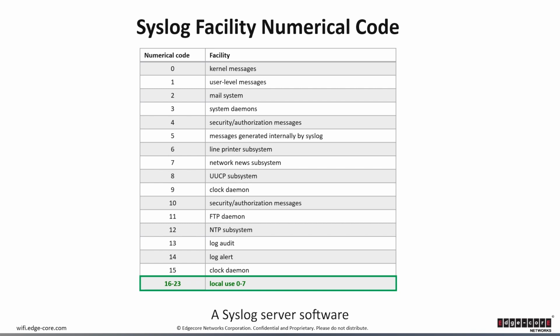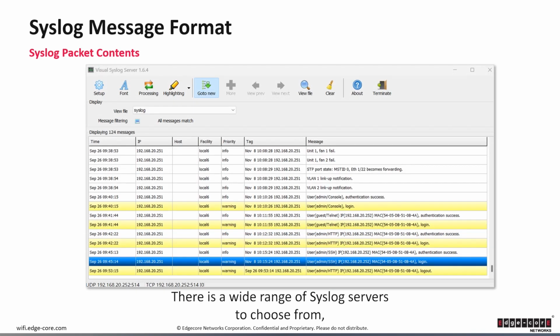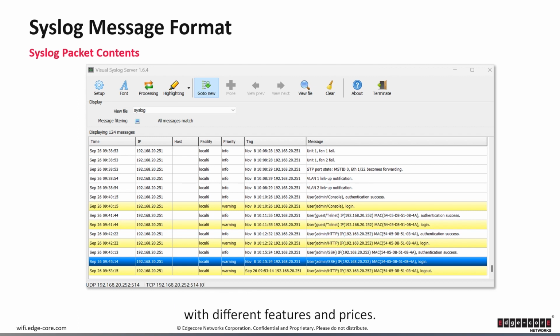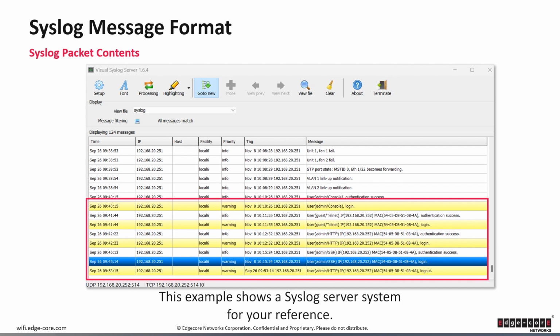A Syslog server software can be found by using Google as a search tool. There is a wide range of Syslog servers to choose from, with different features and prices. Some are free of charge and some are not. This example shows a Syslog server system for your reference. You can see the date, time, Syslog client IP, facility type, severity level, and message information for each Syslog message.